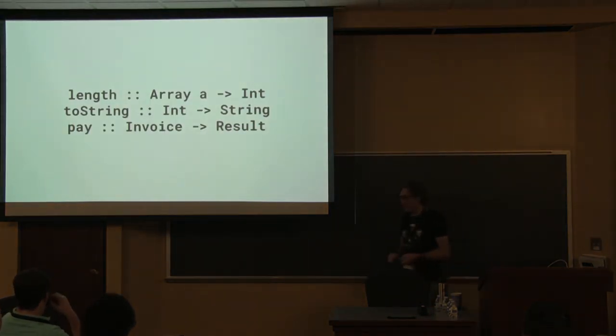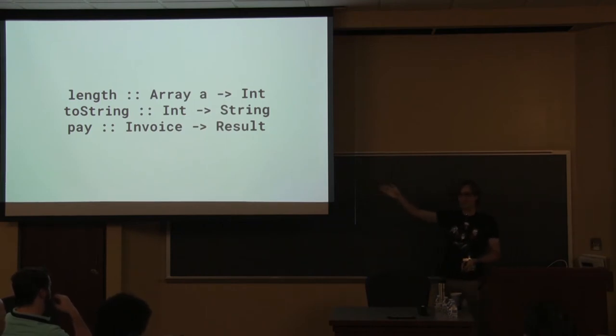Here are some examples of morphisms. Length is a morphism from an array of something to an int, for example, or to string, or paying an invoice. Pretty much everything you do all day long is morphisms. It's hard to think of anything you do that's not a morphism.